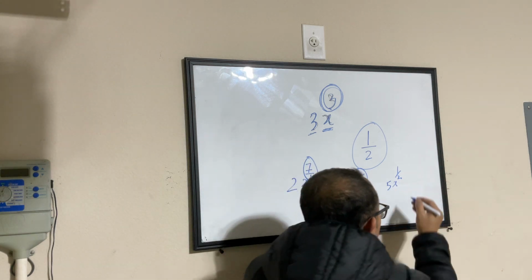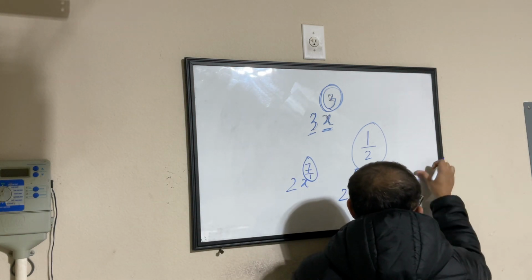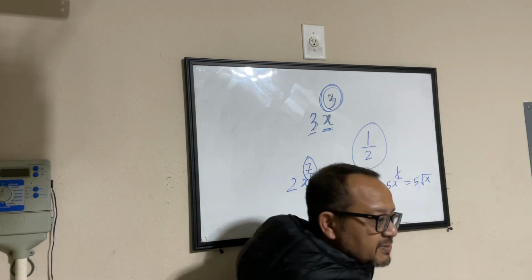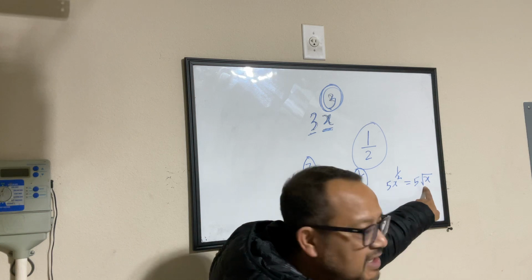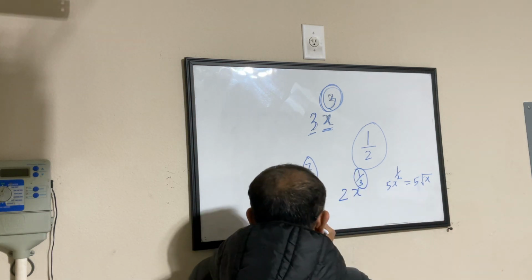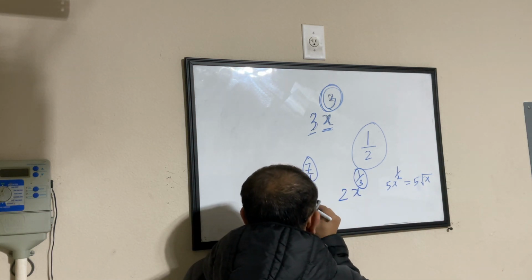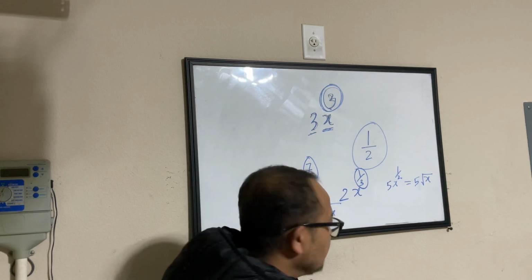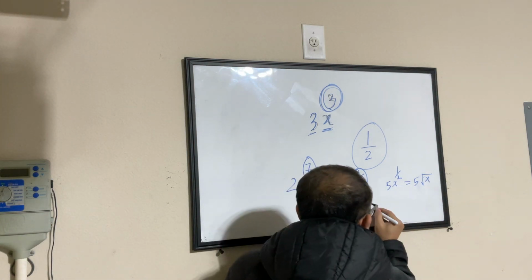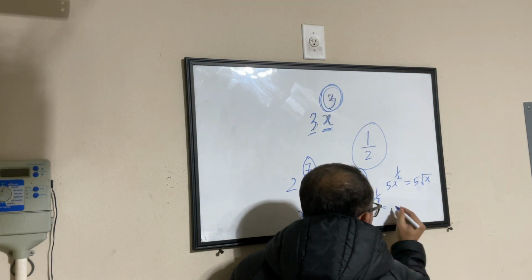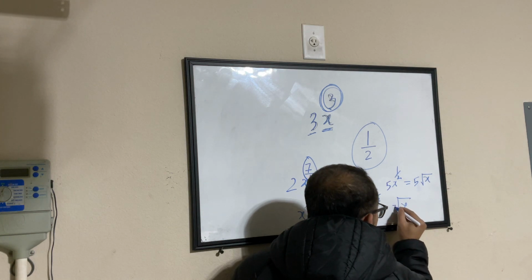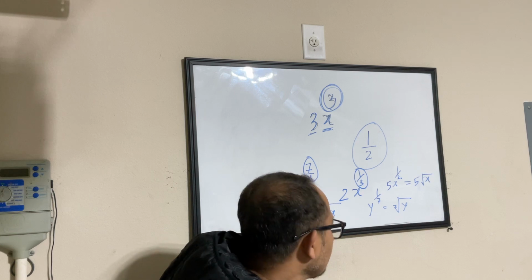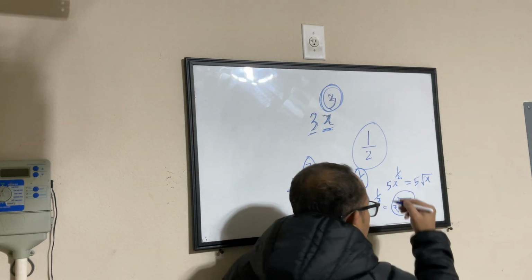Now if I had, let's say, 5x to the power 1 by 2, this 1 by 2 is nothing but equivalent to, so this is 5 times x to the power 1 by 2. I can represent it like this. This is my radical form of the exponent, meaning if I say x to the power 1 by 3 is equal to cube root of x. If I say y to the power 1 by 7, that is nothing but the same as 7th root of y.